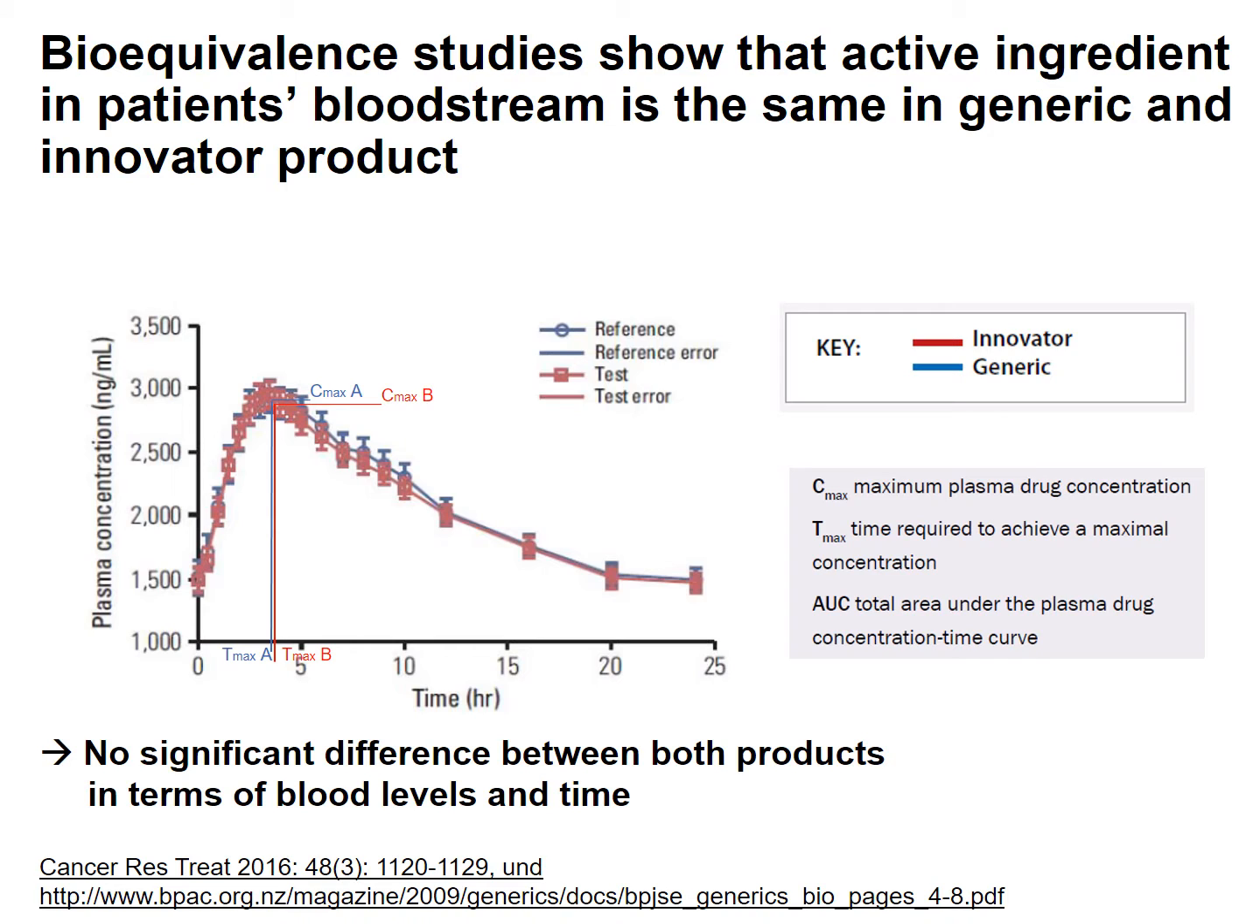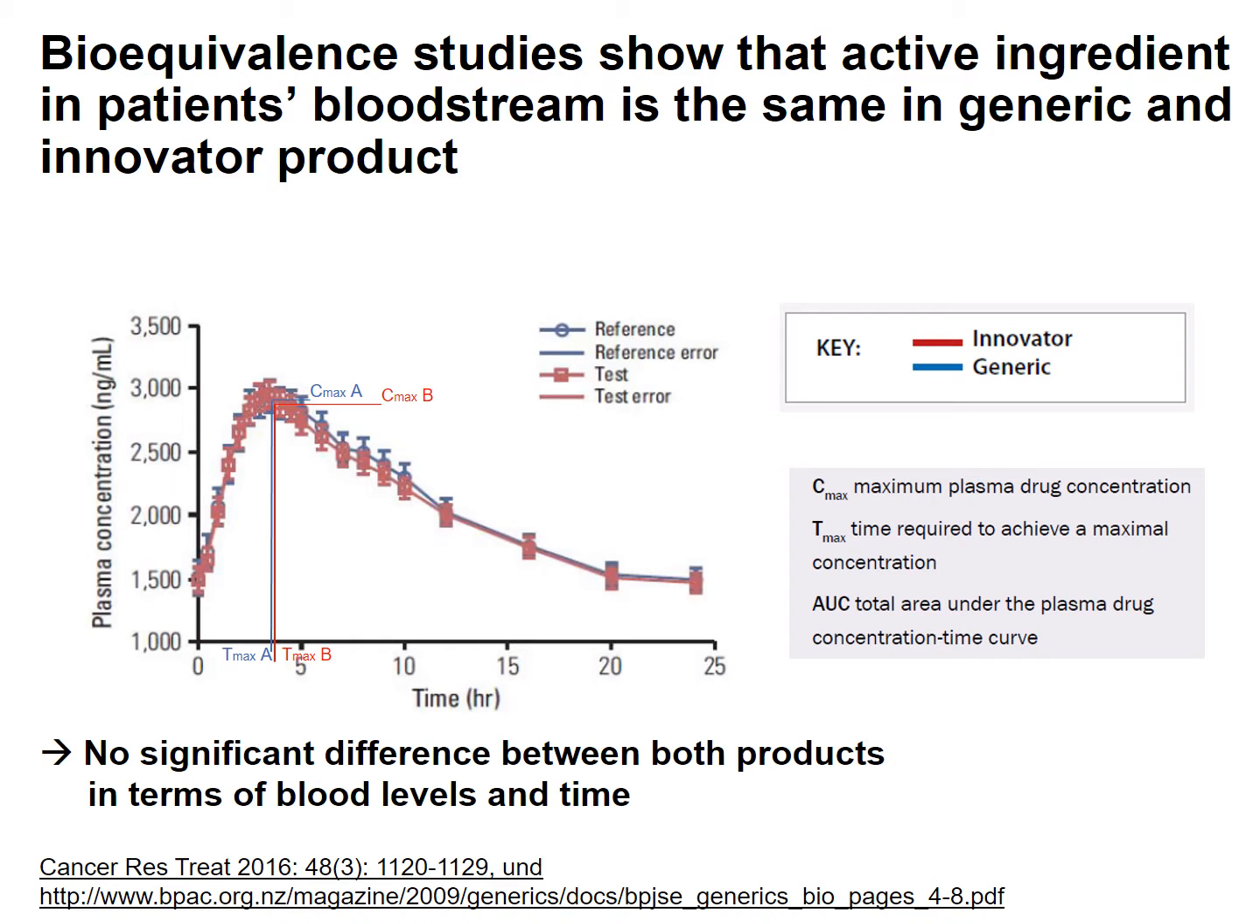And the Tmax is the time until the maximum concentration is achieved. And if you look at the area under the blue and the red curve, that's what they call the area under the curve. This is the exposure that cells have to the drug over time. And this basically needs to be quite the same. You can see in this graph that the curves are almost matching, of course they're never identical, but quite similar. In this chart, there's no significant difference between both products in terms of blood levels and time.